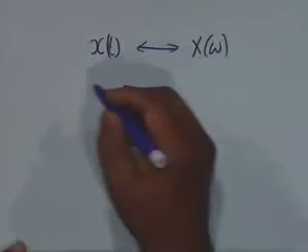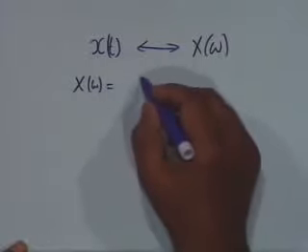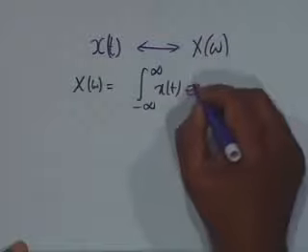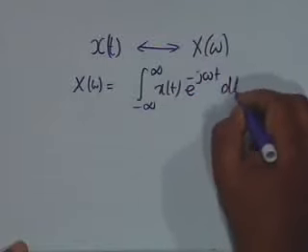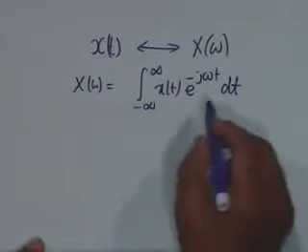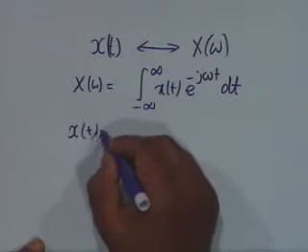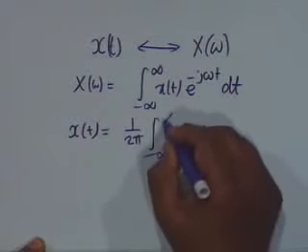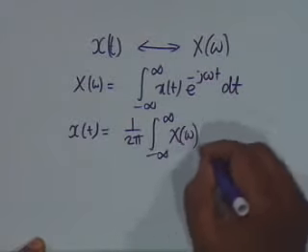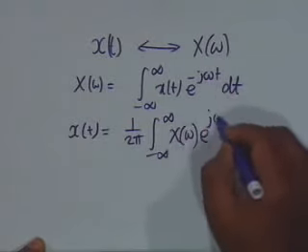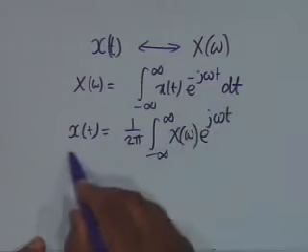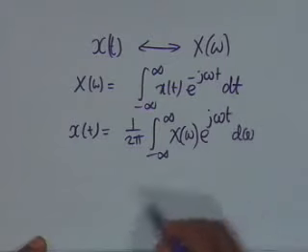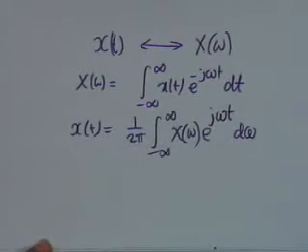where capital X of omega is equal to the integral from minus infinity to infinity of the function x of t e raised to the minus j omega t, integrated with respect to t, and its inverse x of t is given by 1 over 2 pi, there is a scaling factor, integral from minus infinity to infinity of capital X of omega, then e to the power j omega t. This is minus here, and in the inverse transformation it is positive. Then the integration is with respect to omega, because we want to find out a function of time.